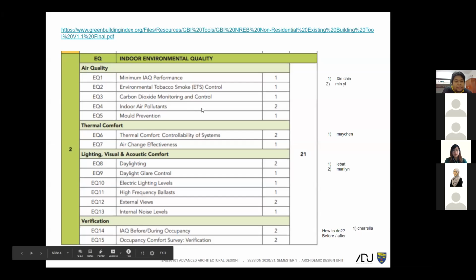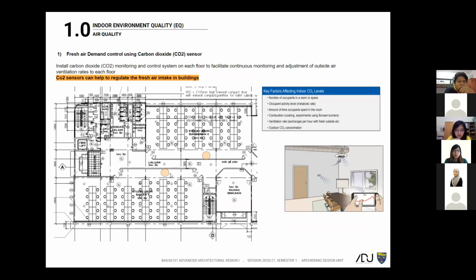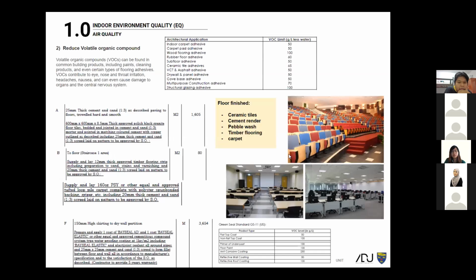Then we follow this for the indoor environment quality. We follow by air quality, thermal comfort, lighting, and then verification. For the air quality, EQ1 until EQ3, we propose to put the carbon dioxide sensor at the area that has a lot of people, which can control the carbon dioxide amount, and can be controlled by the return air system.